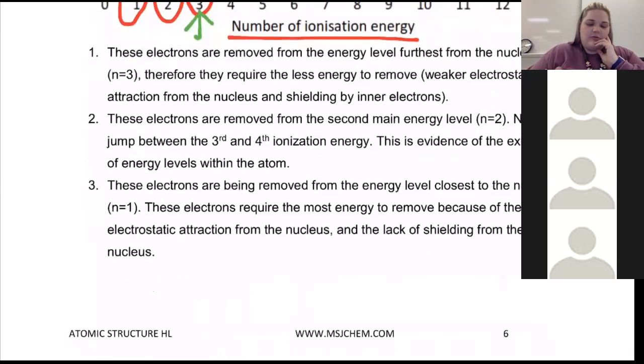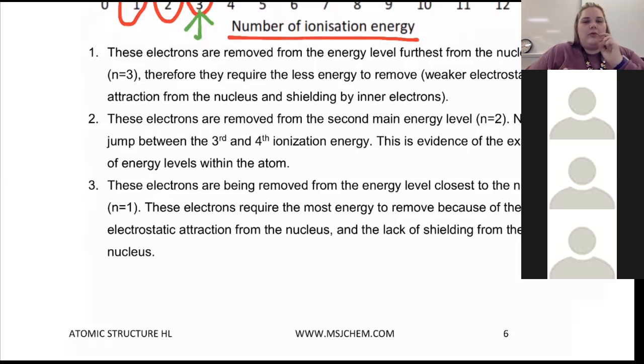It says electrons are removed from the energy level furthest from the nucleus first. So for aluminum, that's the third energy level. And they're further away, so they require less energy to remove. As you get closer to the nucleus, they're held tighter by what we call the electrostatic attraction. And so further from the nucleus, there's not as much energy holding them, and so it requires less energy to remove them. And then as we remove them, it increases.